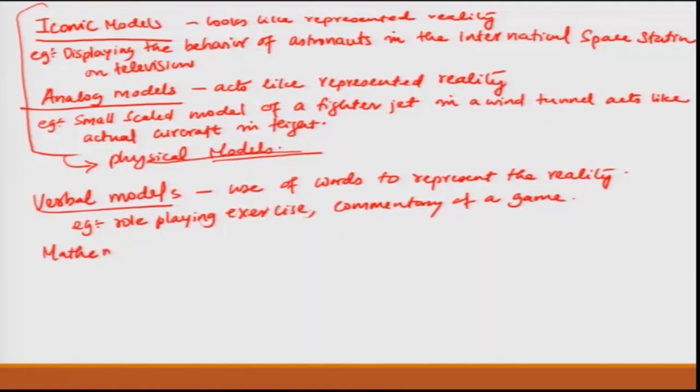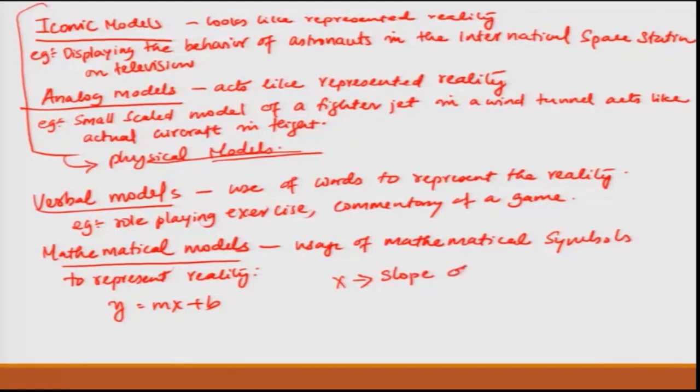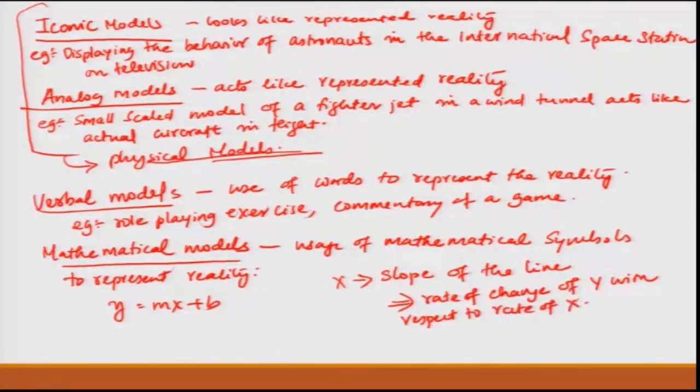Then let's talk about the last one, which is called a mathematical model. A mathematical model is the usage of mathematical symbols to represent reality. For example, take an equation like y = mx + b. In this case, m represents the slope of the line, or the rate of change of y with respect to the rate of change of x. So, what is delta y by delta x? How is y changing with respect to x?